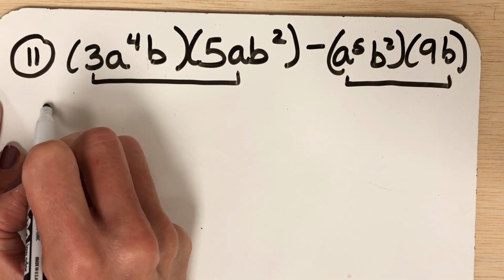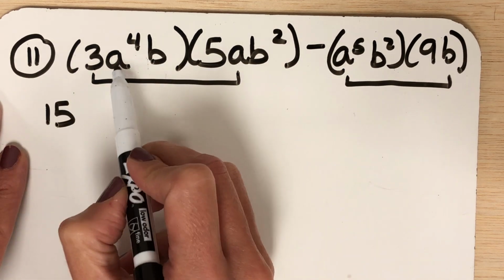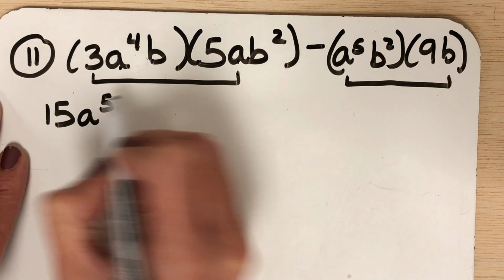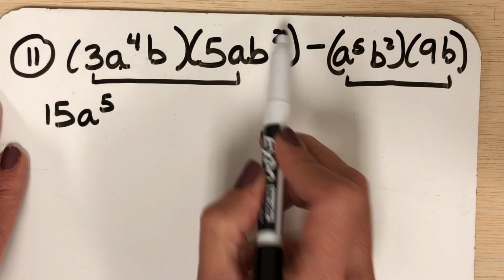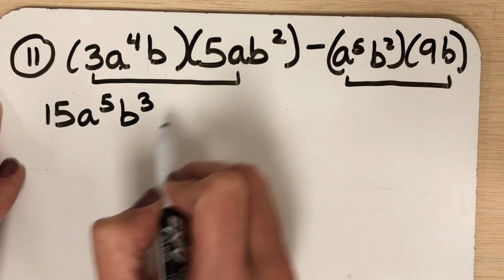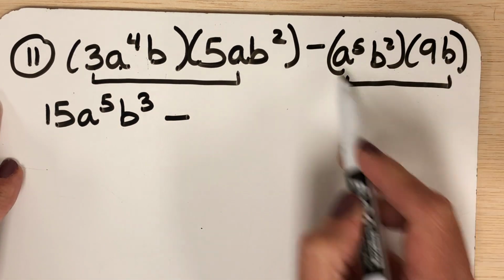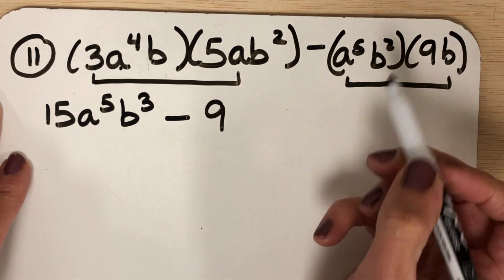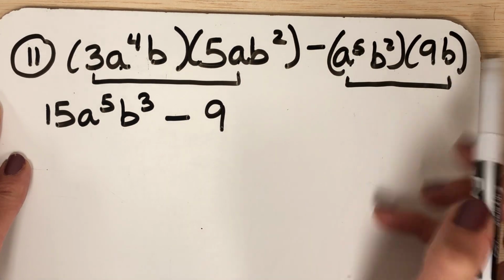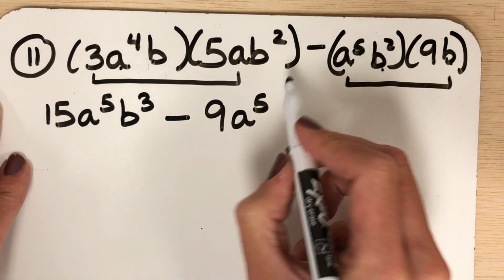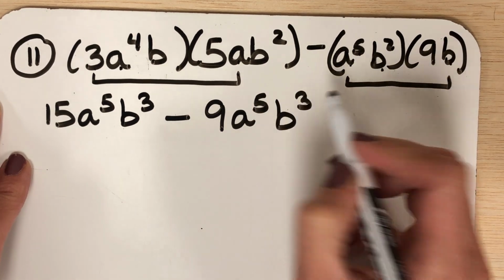3 times 5, 15. A to the fourth and a to the first, that gives me 5 a's. B to the first and b to the second, that gives me 3 b's. So that's my first term. Minus, now I'm going to figure out this whole term. I have 1 times 9, which is 9. A to the 5th, just a to the 5th. B to the 2nd, and b, which is b to the 3rd.